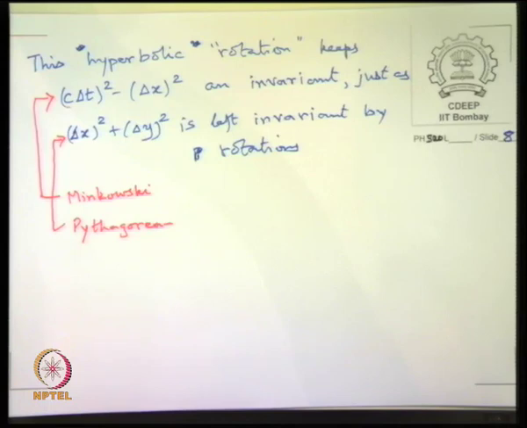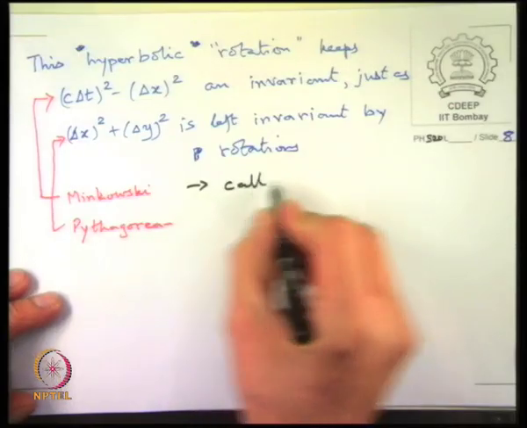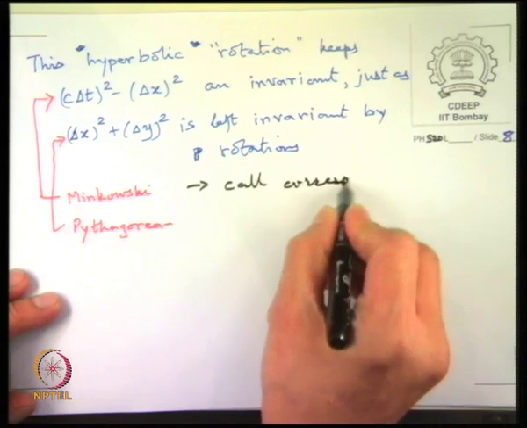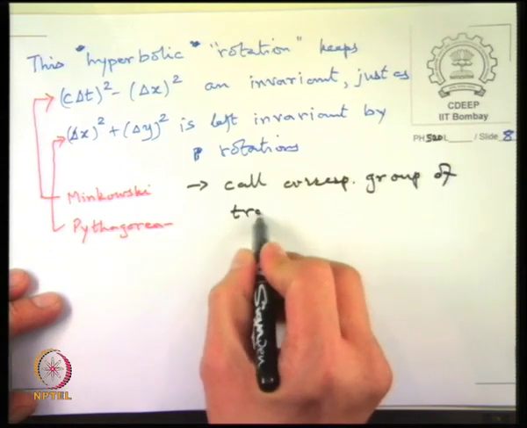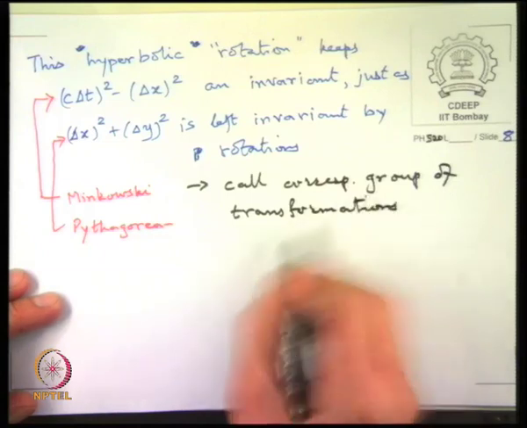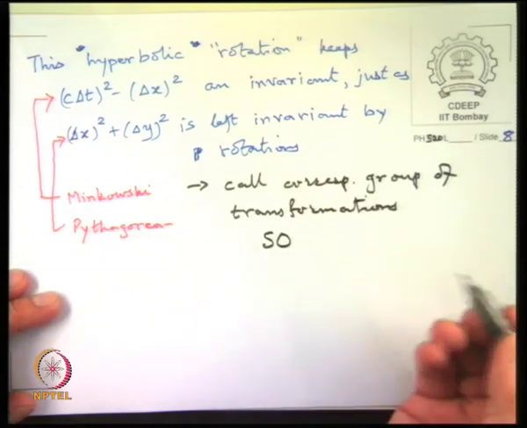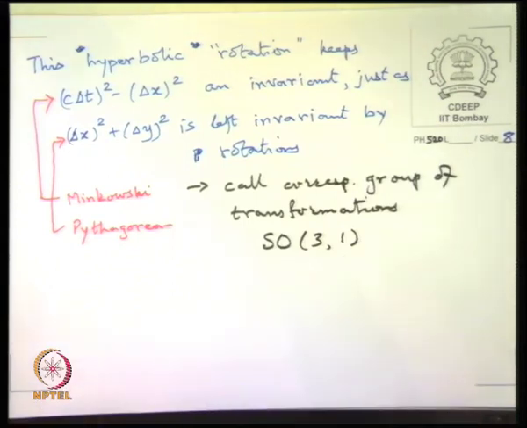Again, to remind you, we had introduced the rotation group as a metric preserving group, a set of matrices, and that metric was the Pythagorean metric. Now we have this metric, so we call the corresponding group of transformations which can leave this invariant SO(3,1). SO is special orthogonal, but 3,1 because the metric signs are like that.